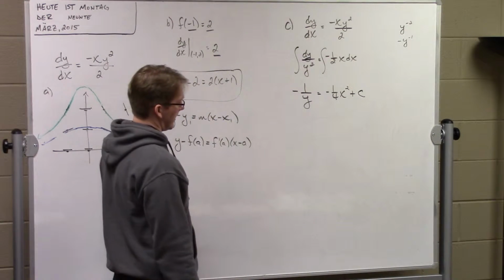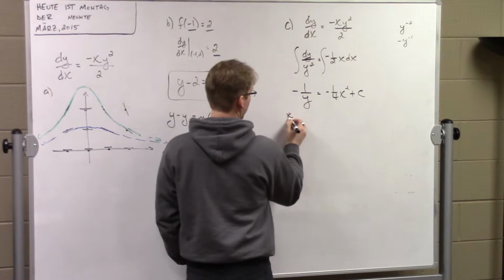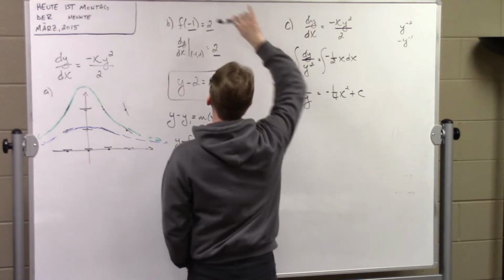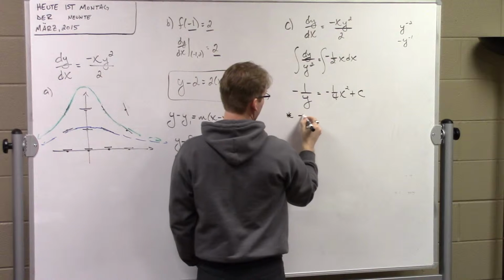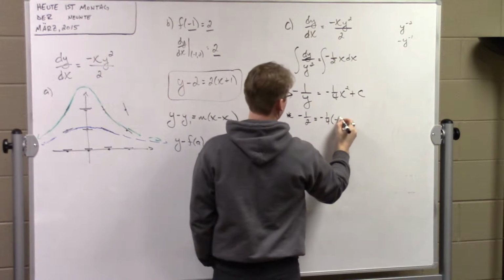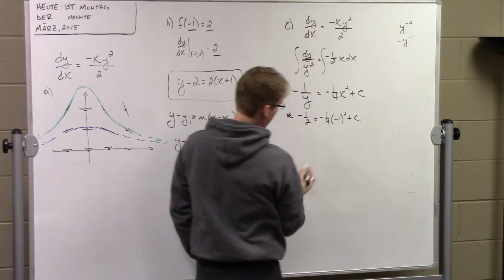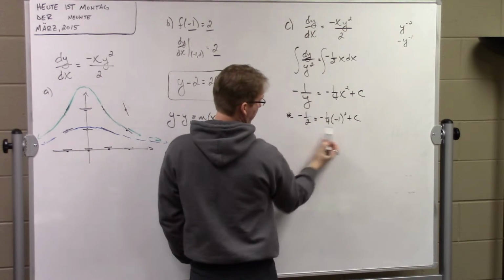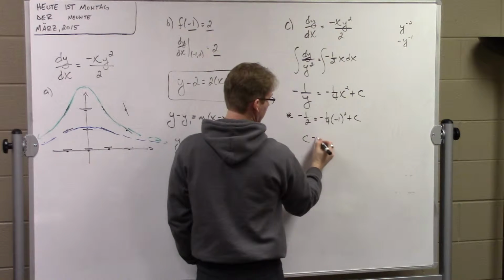Now let's find c. So I will use the initial condition that f of negative 1 is equal to 2. So we got negative 1 over 2 is equal to negative 1/4 times negative 1 squared plus c. That is negative 1/4. Bring it over and you get c equals.